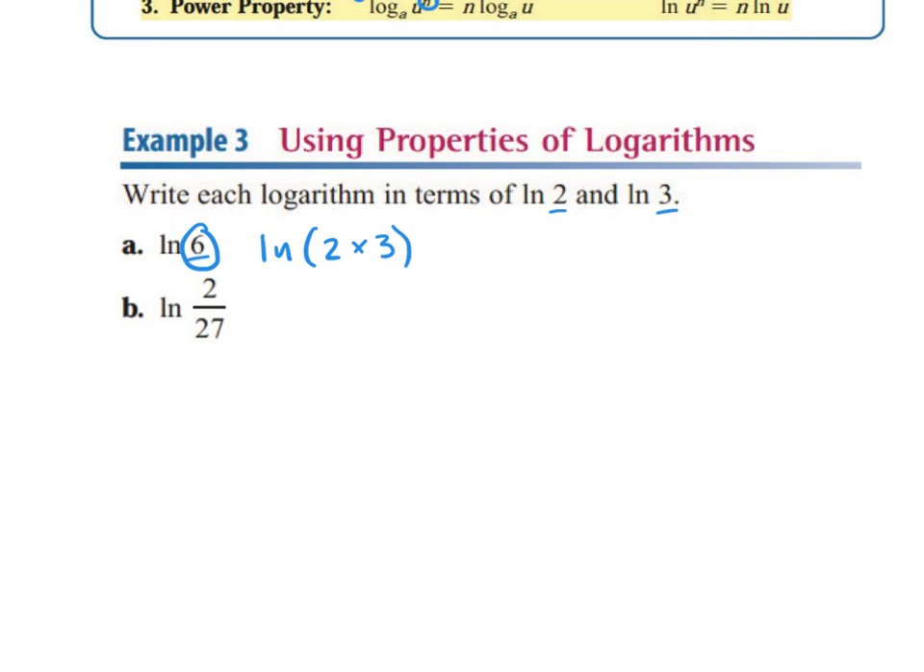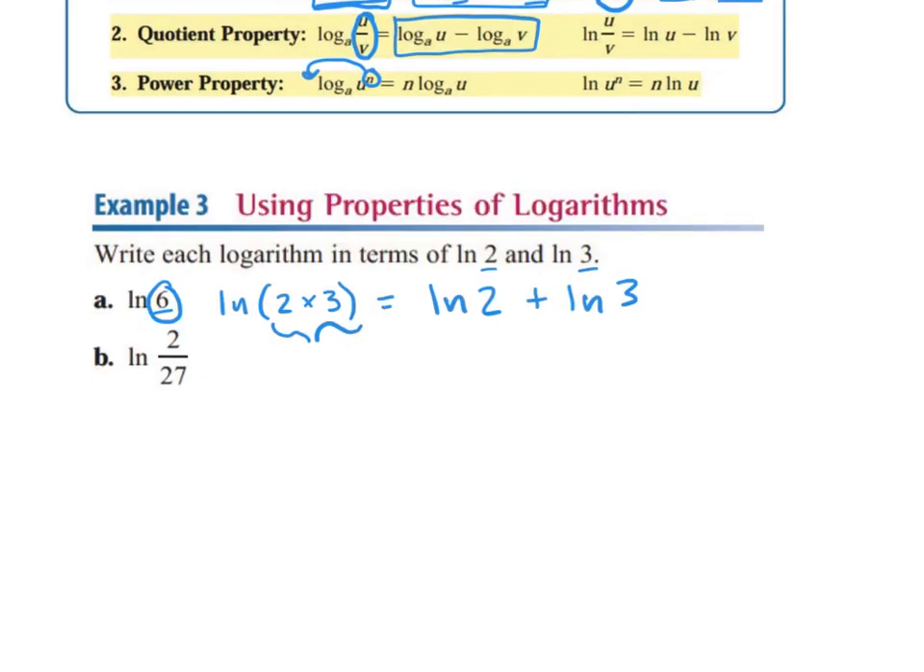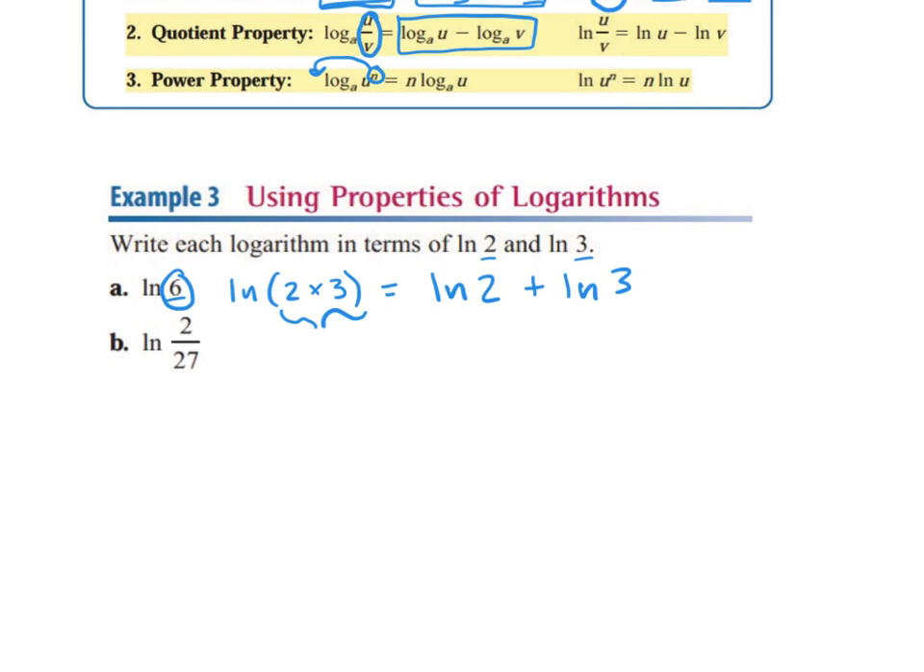Now we can expand this log. Going back to our properties, we see that we are multiplying these two numbers together. So this is the same thing as saying ln of 2 plus ln of 3. So anytime we are multiplying two things in our parentheses here, we break it up, and when we break it up, we need to give each thing a log and put addition. So multiplication goes with addition, division goes with subtraction.